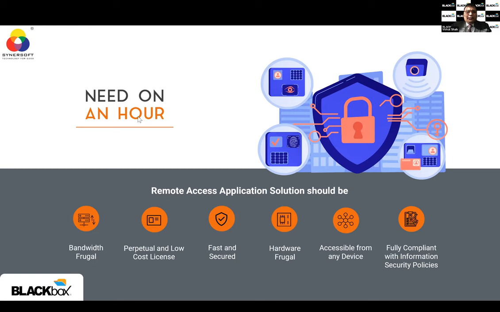As we see the results of the poll, 60% of the people give weightage to bandwidth frugal. 73% of the people think that low licensing cost should be there in the ideal solution. Fast and secured is the preference for 80% of the people. 60% of the people expect that the ideal solution should have low hardware cost.